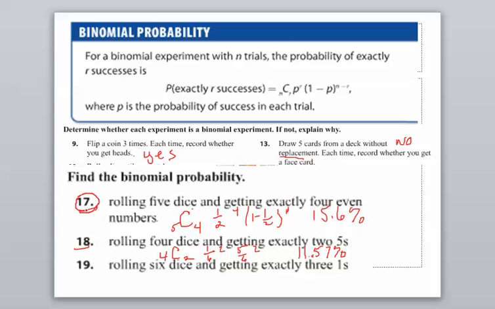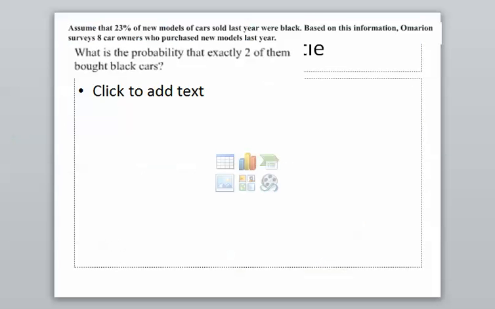This one occurs 15.6%. 18 only occurs 11.5% of the time. So 17 would be more likely to occur.